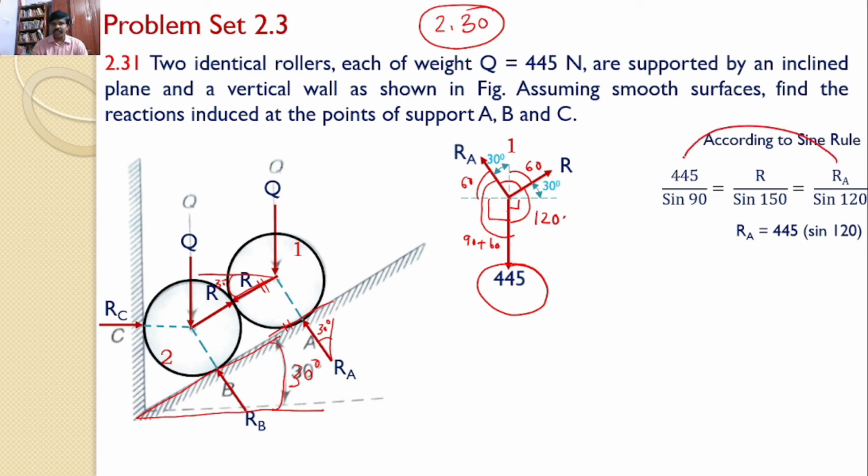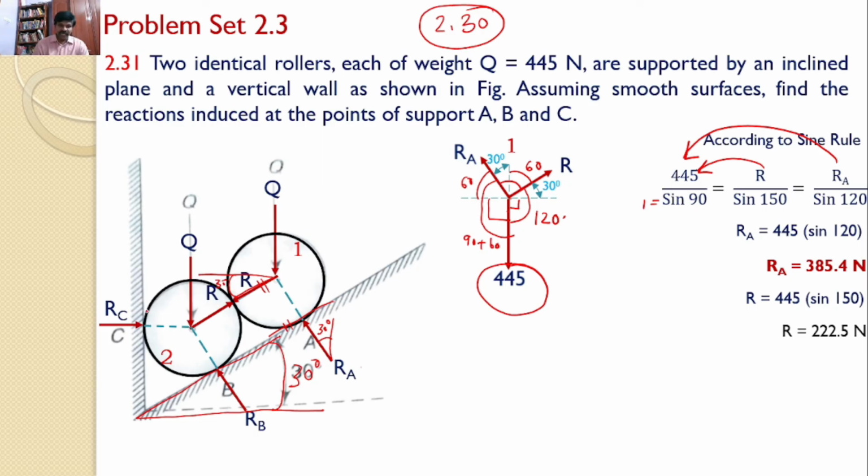By equating these two expressions, I can find RA is equal to 445 into sine 90, because sine 90 is equal to 1. So I can write RA is equal to 445 into sine 120. Then I can find the value RA, reaction at A, RA is equal to 385.4 newtons. Similarly, by taking these two expressions, I can write R is equal to 445 into sine 150, or you can say R value is 222.5 newtons. This is the reaction force.